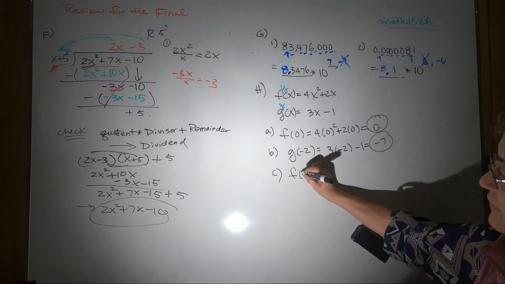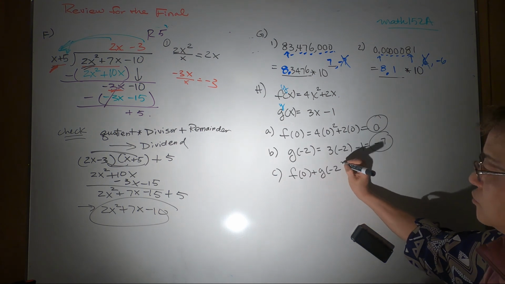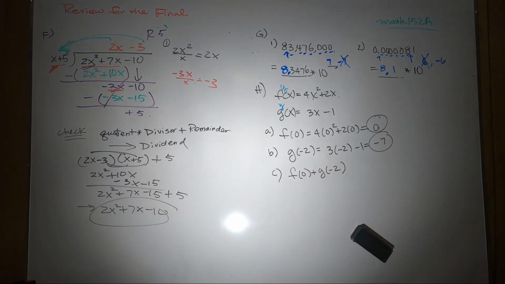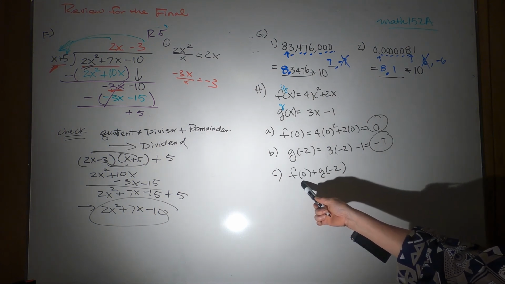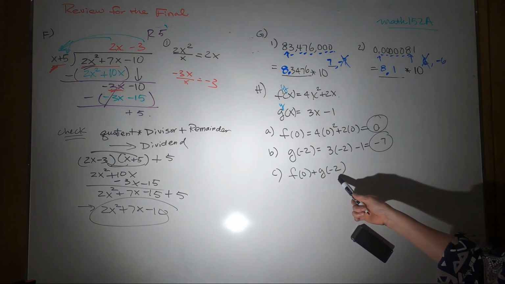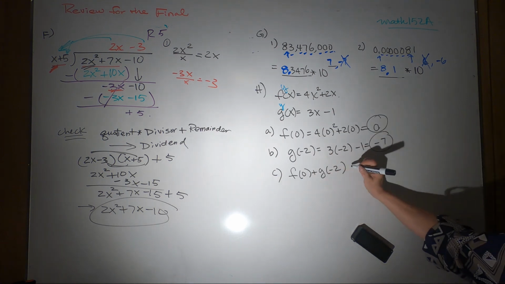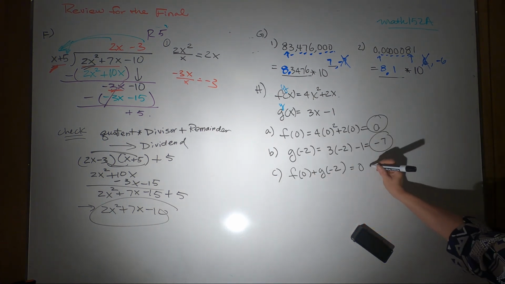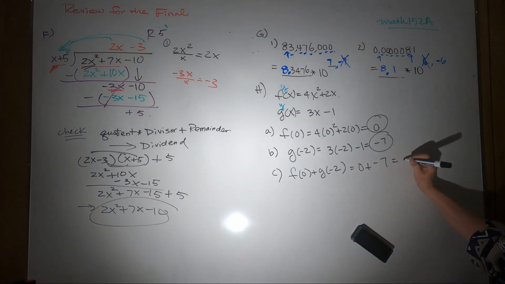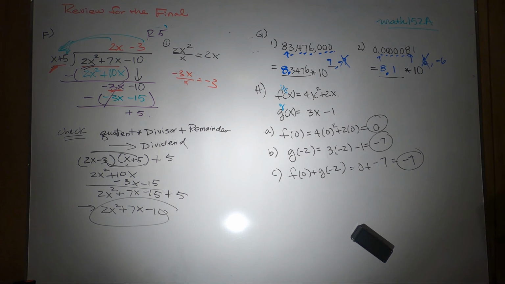If we say f of 0 plus g of negative 2, what do we want you to do? That means you have the value of f of 0 and the value of g of negative 2. What's the total? F of 0 is 0. G of negative 2 is negative 7. If you add them together, you should have negative 7. Right? So that's the symbols for the functions. How do you find your value of y?